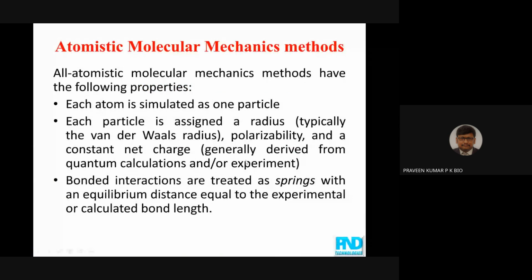So one can remember that each atom is assigned a radius, typically a van der Waals radius. You can find the polarizability and a constant net charge. Generally these are derived from quantum calculations. In molecular mechanics, we generally study the interactions in the form of bonded interactions and non-bonded interactions. The sum of bonded interactions and non-bonded interactions is what? The total interactions of a molecule.